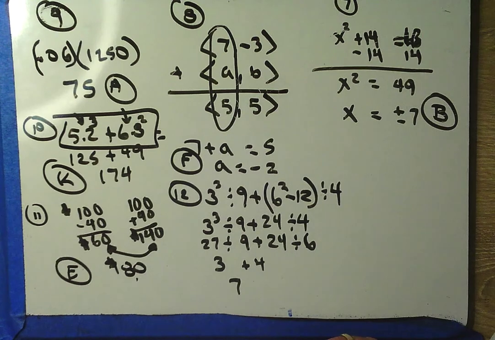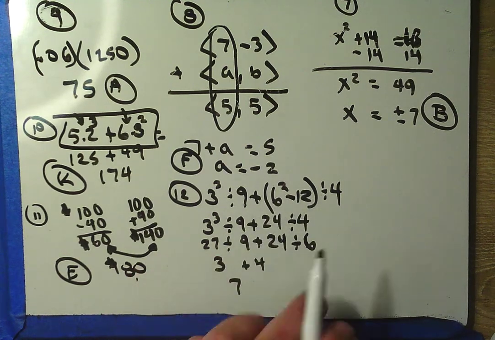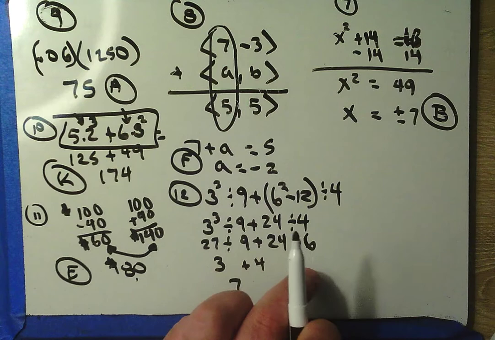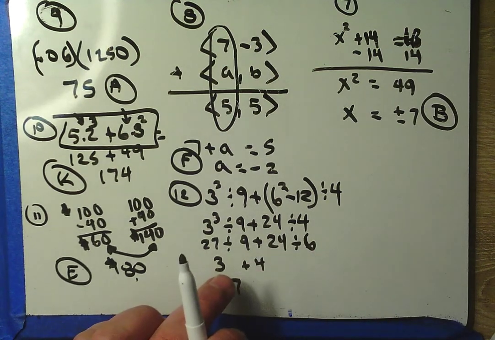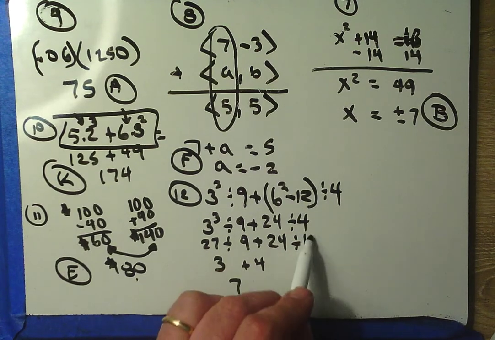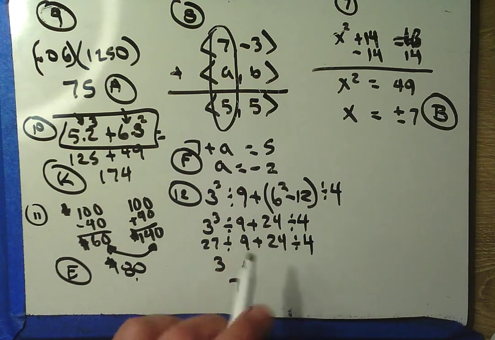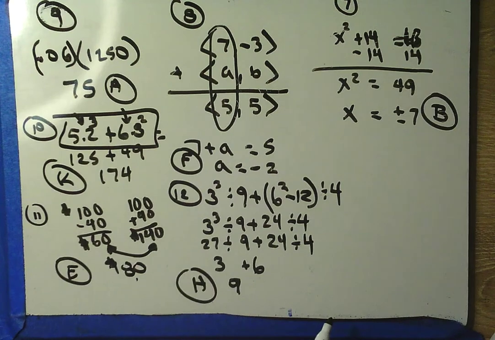My notes say I'm supposed to get 9. Let's go back and check and see if we can find my mistake. 36 minus 12 is 24. Oh, no, but 24 divided by 4. Come on, silly, is 6. And that's why 9 is my answer here. And 9 is H. H for number 12.